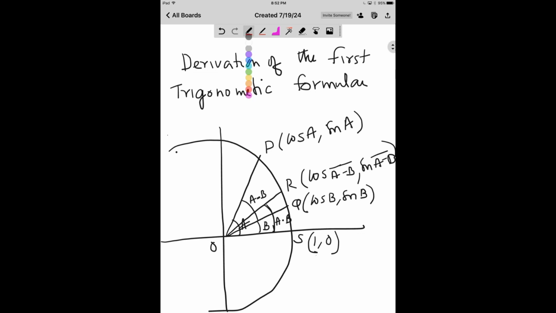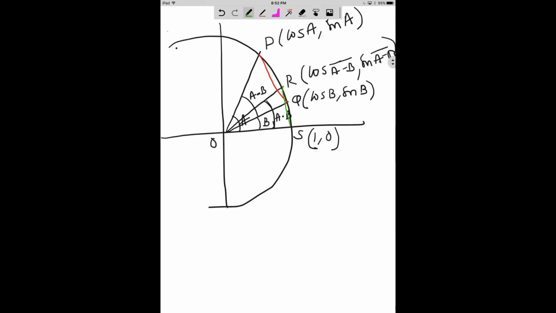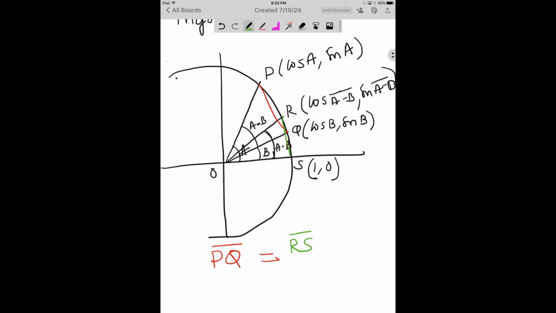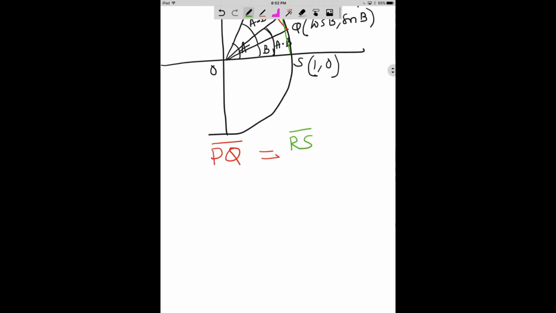Okay, so there are two sectors we get, that is OPQ and ORS. There are two sectors, and the chord PQ is equal to chord RS, because the interior angle is A minus B. Because of A minus B, both chords are equal because the radius is unit. Chord PQ is equal to chord RS. I gave two different colors, PQ is the red one and RS is the green one. You can understand from the figure.